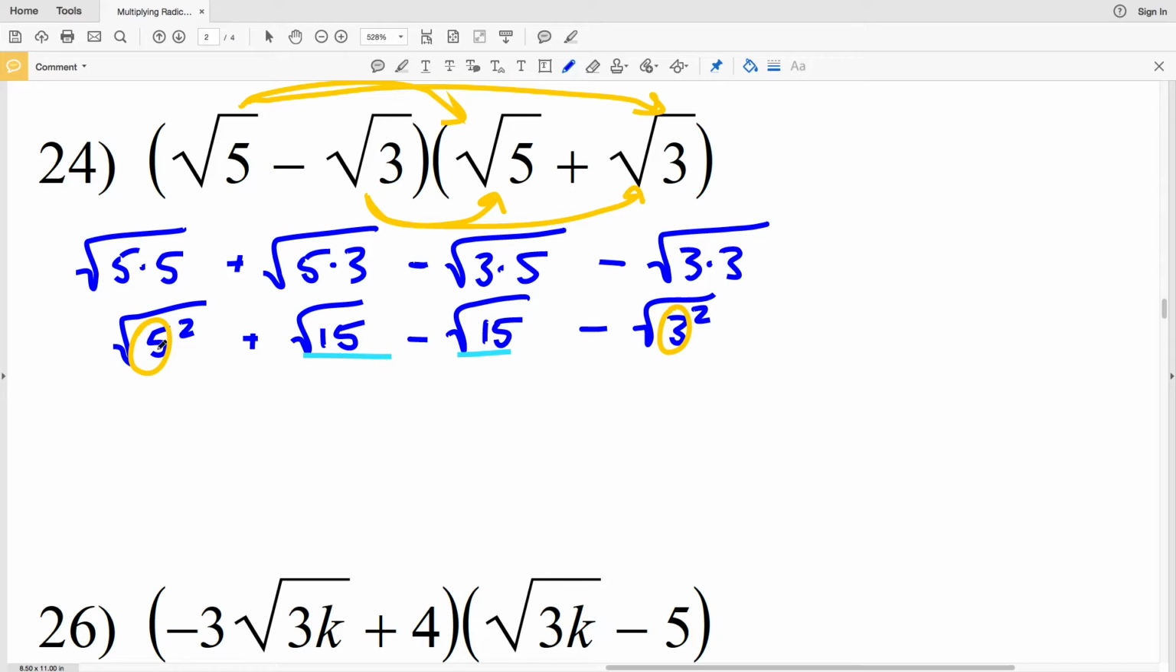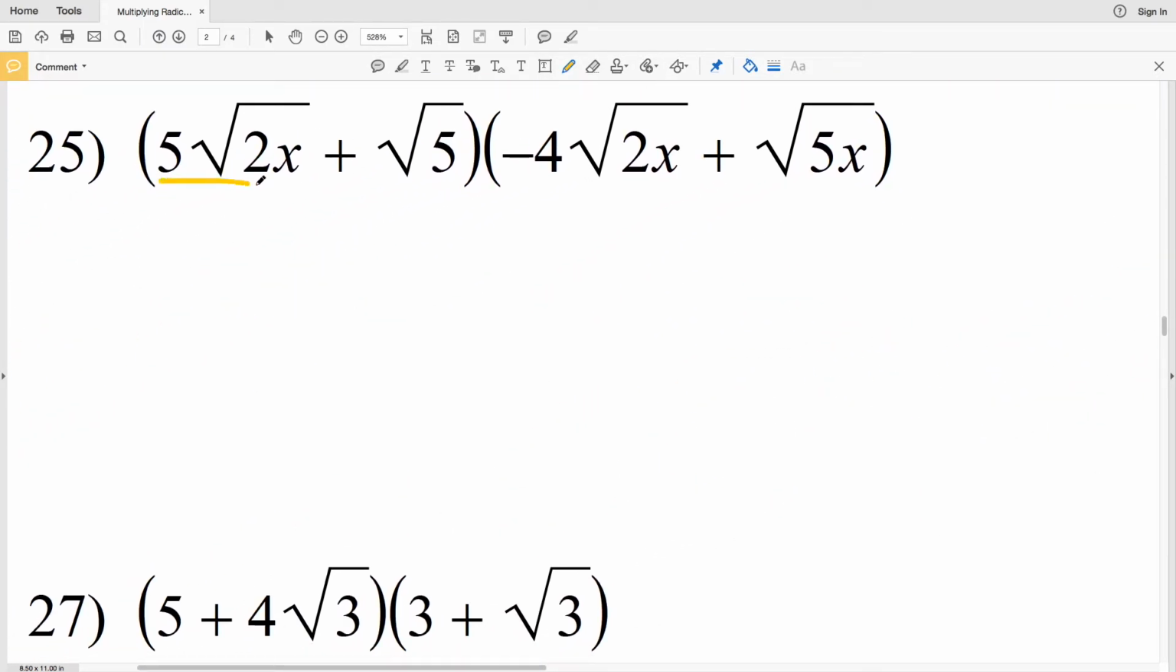So I'll have the square root of 5 squared, which is 5, plus the square root of 15 minus the square root of 15 is 0, and then I'll be subtracting the square root of 3 squared, which is 3. 5 plus 0 minus 3 is a positive 2. So 2 is my solution in number 24.